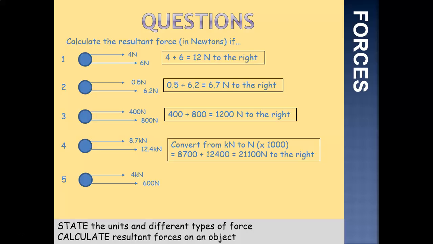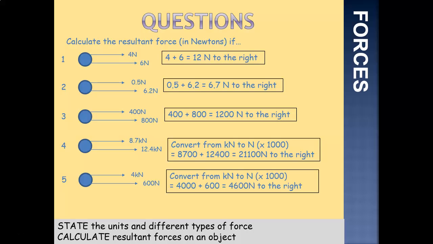The bottom, we have a very similar scenario. 4 kilonewtons to the right and 600 to the right. We only need to convert our first one. It's 4 kilonewtons, so 4 times 1,000 would give us 4,000 newtons. Add that to the 600 because it's acting in the same direction, and our answer is 4,600 newtons to the right.